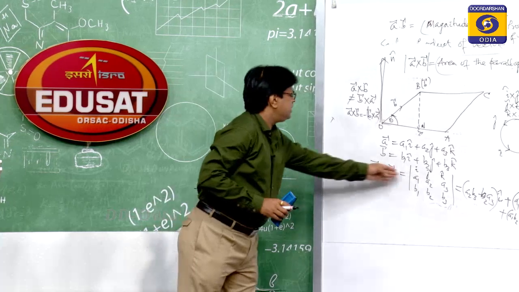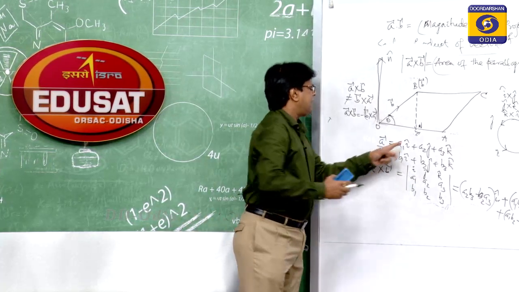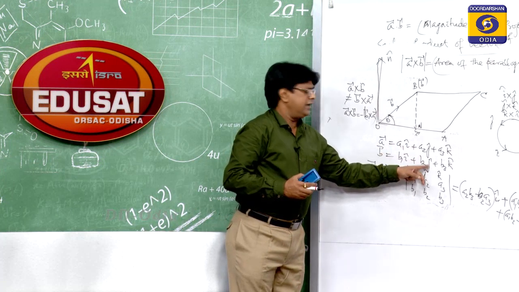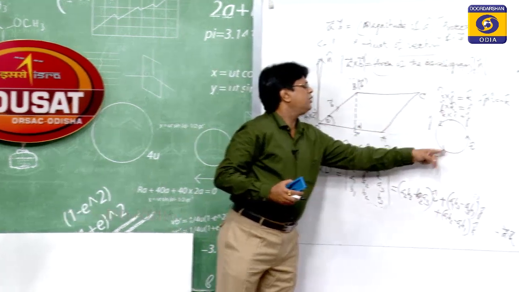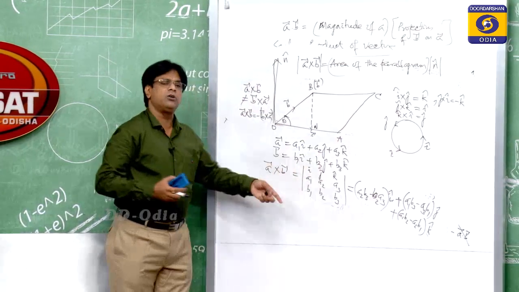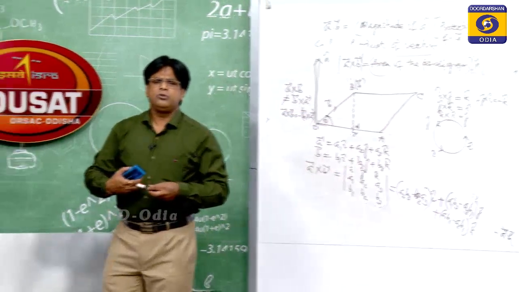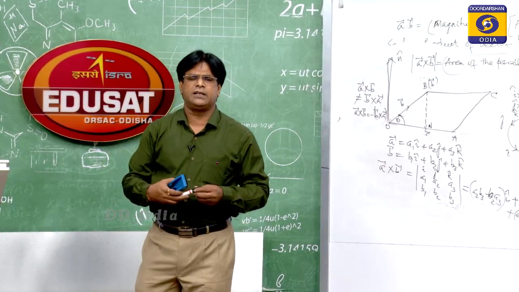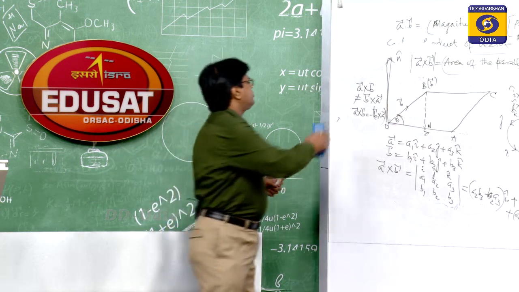We can easily find it by this method, or by multiplying: i cross i becomes 0, i cross j becomes k, i cross k becomes minus j. In this way also you can find A cross B. Then come to the unit vector perpendicular, or normal, to both non-zero vectors A and B, given by A cross B by the magnitude of A cross B.